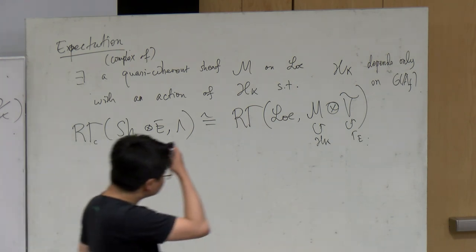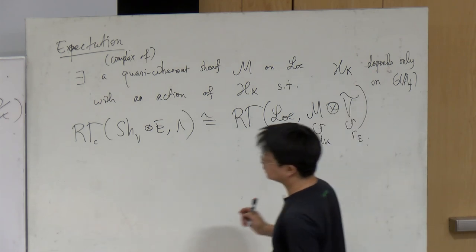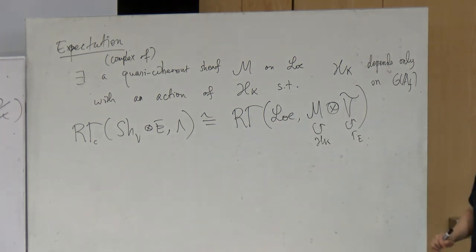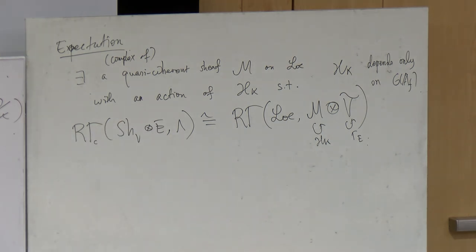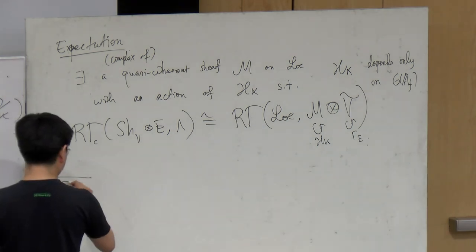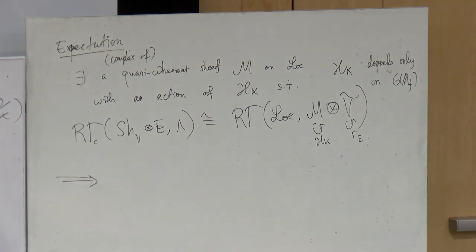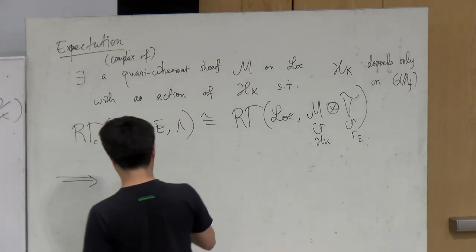So basically the slogan is, for groups over Q, this infinite G_R somehow determines this representation, as in the function field situation. All right, so what does this expectation or conjecture tell us? It tells us the following corollary, if you admit the conjecture.